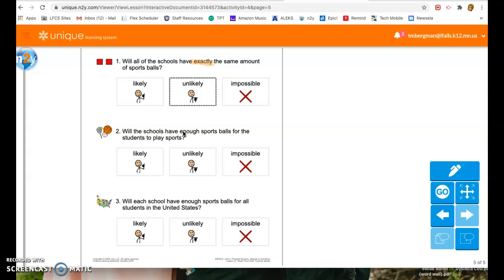Okay, will the schools have enough sports balls? Of all those numbers that we added, those were all the different balls of different kinds of sports. Will the schools have enough sports balls for the students to play sports? Probably likely, right? Likely. Again, I use that word probably. Will each school have enough sports balls for all of the students in the United States? Impossible, right? So all of the students in the entire United States.